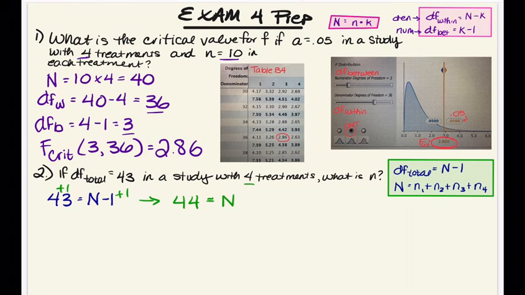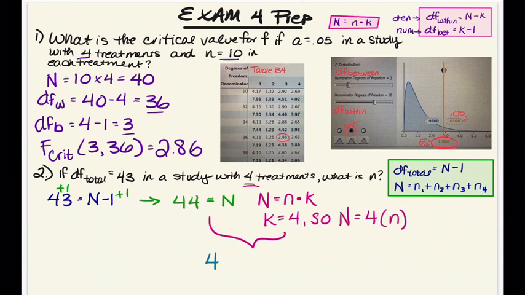We also know that the number of participants in the entire study is equal to the number of participants in each treatment multiplied by the number of treatments. So, we can plug our known values into this equation and we'll come up with 44 equals 4 times n. We can divide each side by 4, which gives us a value of 11 for the number of participants in each treatment.